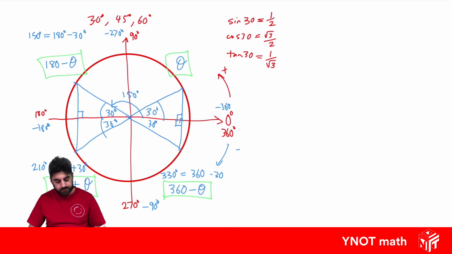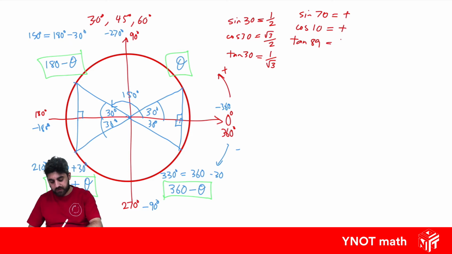Now, something else to consider is the sign of each trig function in these quadrants. In this first quadrant, when the angles are between 0 and 90, all our answers for sine, cos and tan are positive. So if you go ahead on your calculator and put in sine 70 or cos 10 or tan 89, you would find that all of these answers are positive. So let's put a big A here saying all trig functions are positive in that quadrant. Now let's look at angles between 90 and 180.